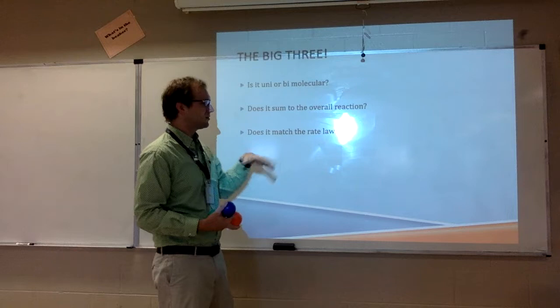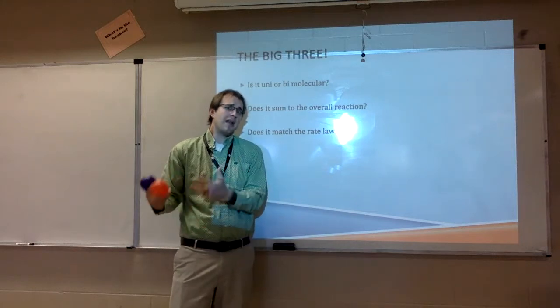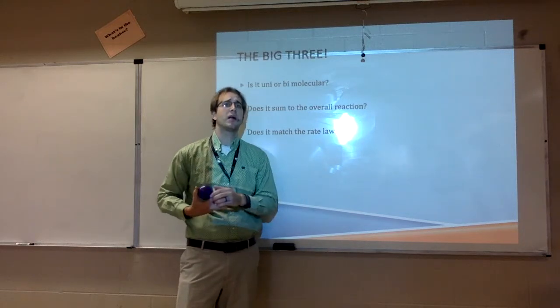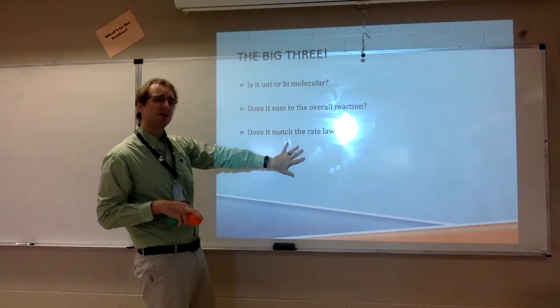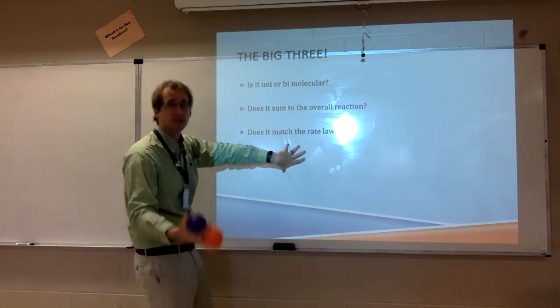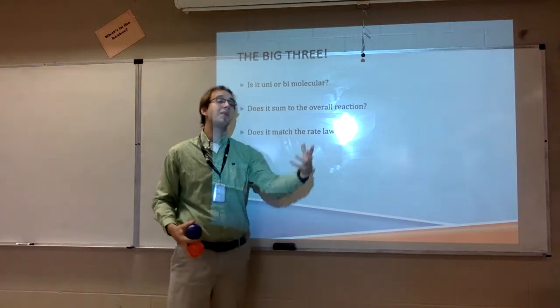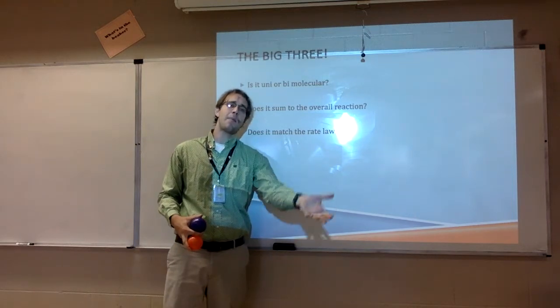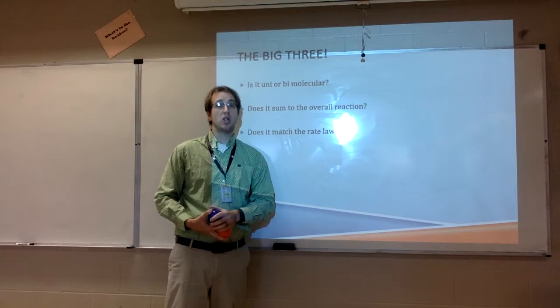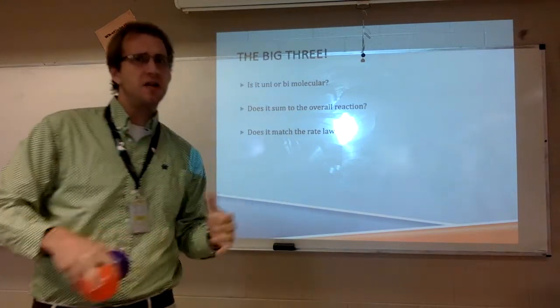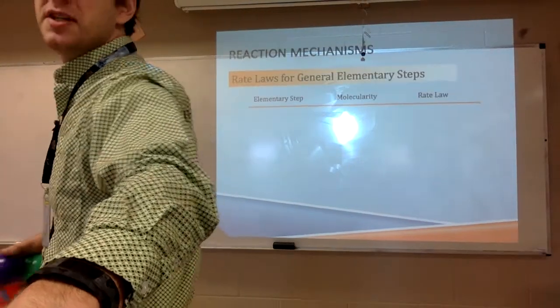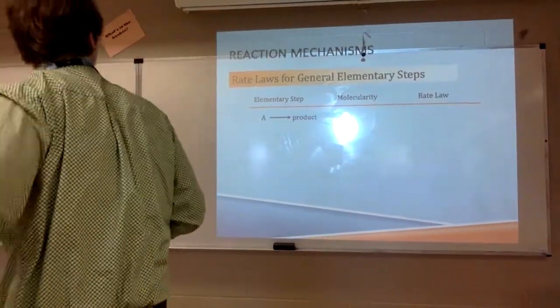And then the last question is, we collected some data in the lab and we know how to calculate a rate order or a rate law. Does what we've proposed for our mechanism, or our steps, actually match what we see happening with our rate law? Does it actually make sense with what we see? Now, got to define a little bit, and we'll look at a couple examples. I promise it'll make sense before we're all said and done here.